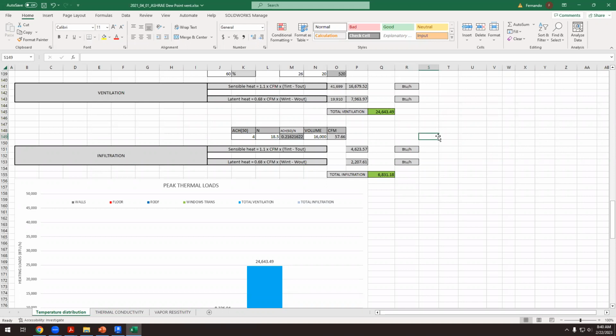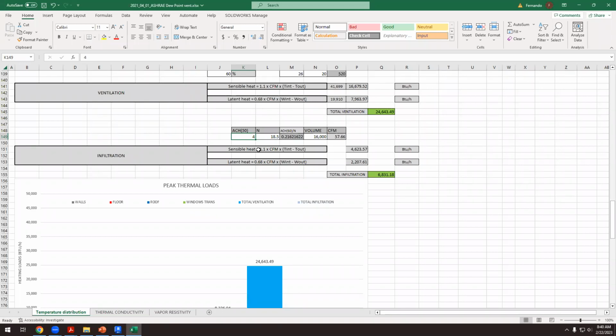Okay. The thing is that we have a number here, 4. So that means that we have 4 air changes per hour at 50 pascals when the pressure difference is 50 pascals. Okay, what does it mean?